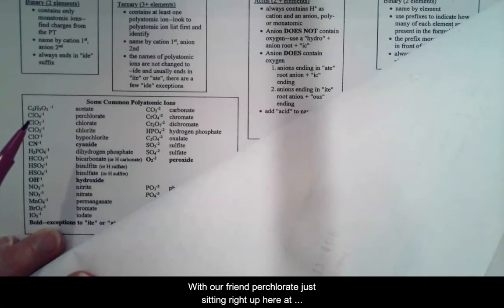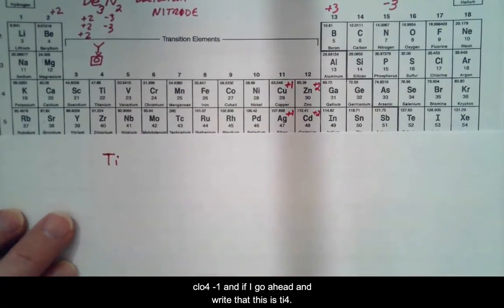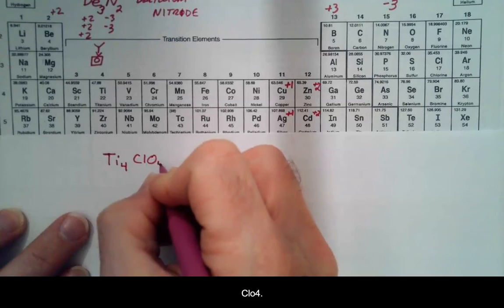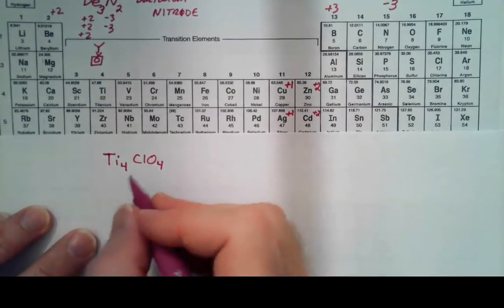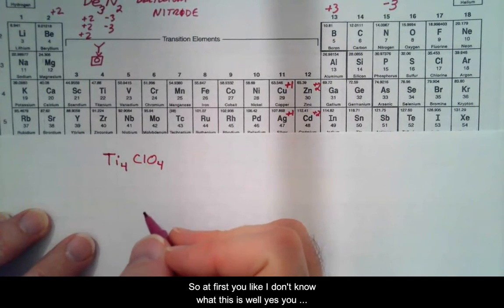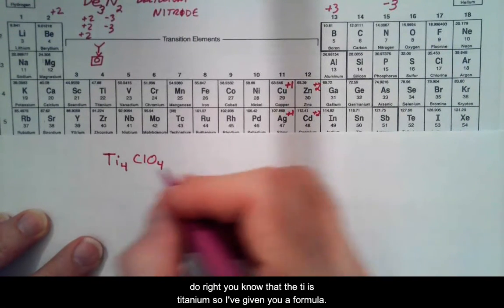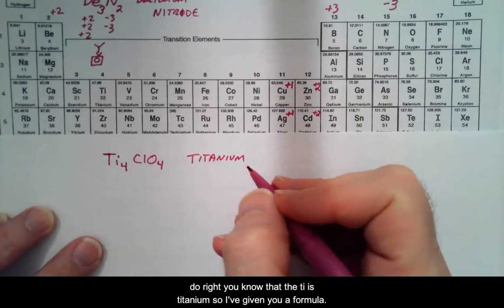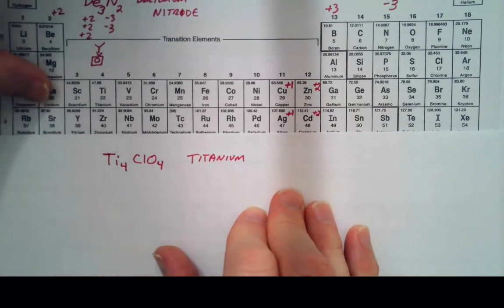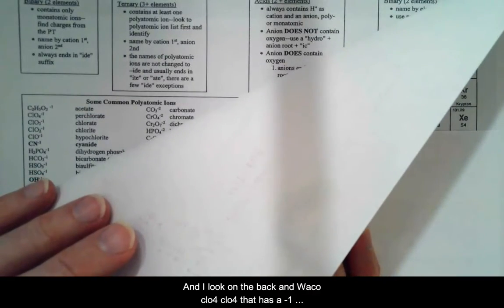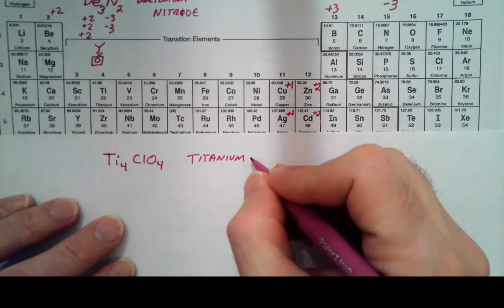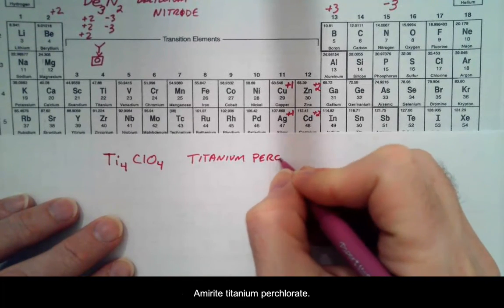Right? And let's say that we put that titanium with our friend perchlorate, which is sitting right up here at ClO4 -1. And if I go ahead and write that this is Ti(ClO4)4, all right? And I want to double check to make sure I wrote that right. Yep. So at first you're like, I don't know what this is. Well, yes, you do, all right? You know that the Ti is titanium. So I've given you a formula, and now I want to know the name. Titanium, right? And then I look on the back and I'm like, oh, ClO4, that has a -1 charge, and it's called perchlorate. So I'm going to write titanium perchlorate.